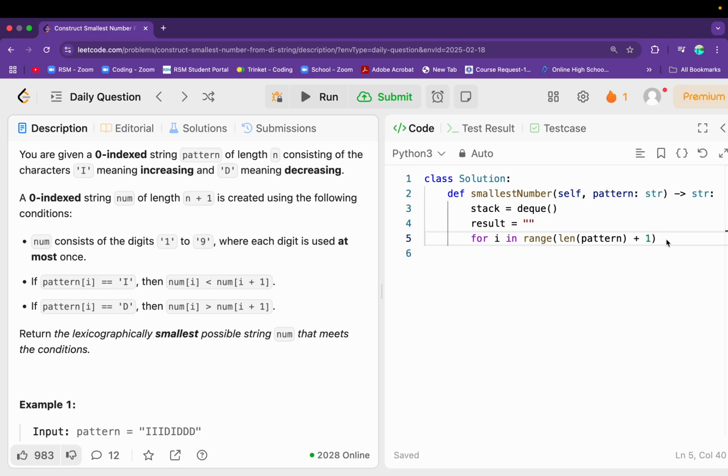Now, in every iteration of this for loop, okay, I think I missed a parenthesis, I'm not sure. Correct me if I'm wrong. I might get a syntax error after this. Okay, never mind. I did not miss a parenthesis.